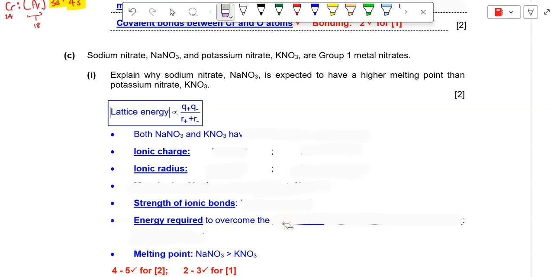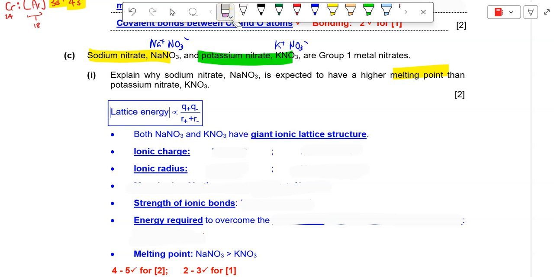Okay, moving on to 1C. In 1C, we are comparing between sodium nitrate and potassium nitrate. Do recognize that both of them are ionic salts. You have your K+ and NO3-, and your Na+ and NO3-. So they are your ionic compounds. And so over here, we are comparing melting points of ionic compounds.